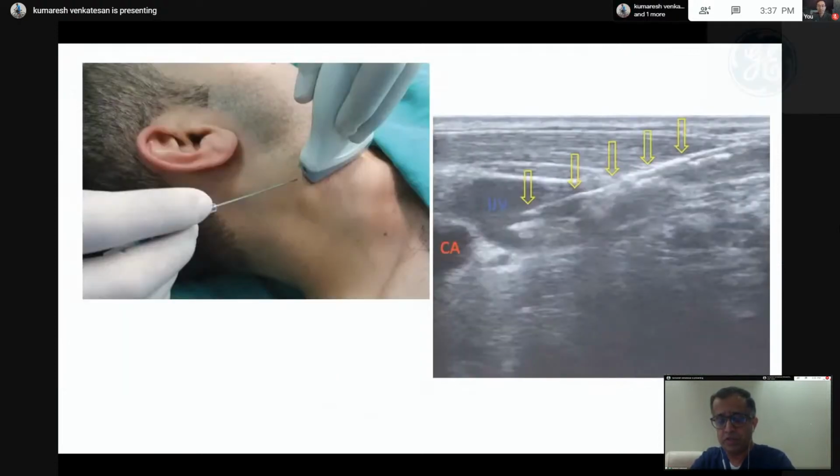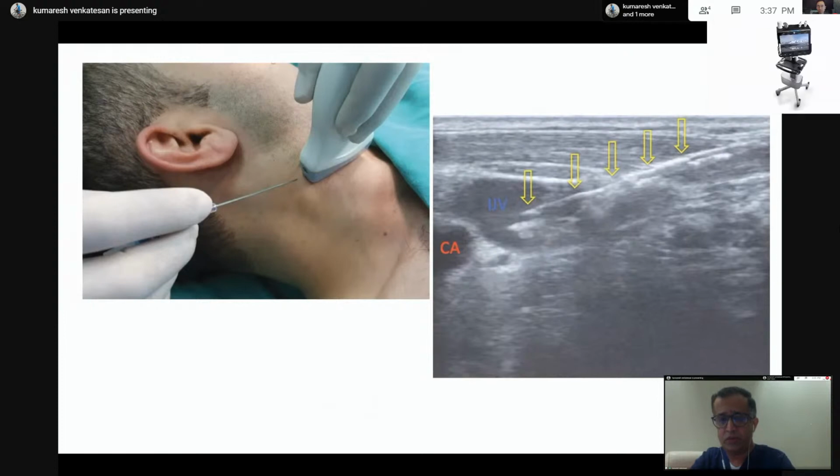Okay, so this is just a slide about the oblique view technique. So you start off with the short axis transverse view, and what you need is to slightly rotate the probe by about 10-15 degrees. You still see what looks like a short axis view, and then you can insert the needle and do an in-plane technique. So this is what's called the oblique view. This can be used for internal jugular vein cannulation.